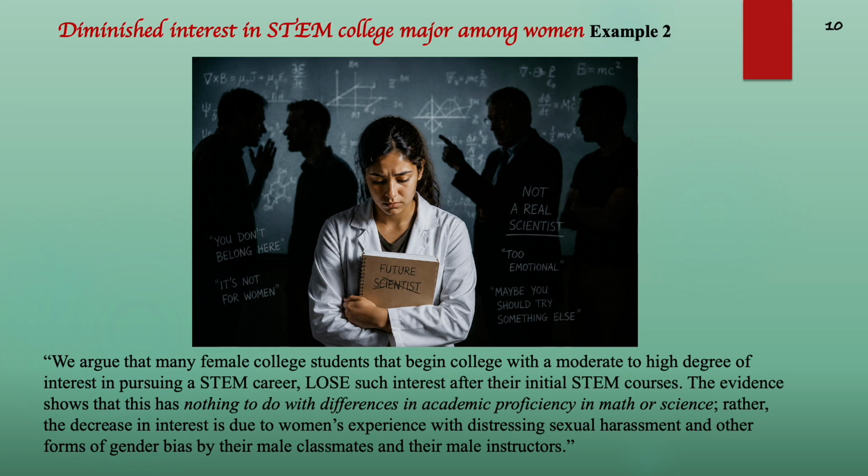Quote, we argue that many female college students that begin college with a moderate to high degree of interest in pursuing a STEM career lose such interest after their initial STEM courses. The evidence shows that this has nothing to do with differences in academic proficiency in math or science. Rather, the decrease in interest is due to women's experience with distressing sexual harassment and other forms of gender bias by their male classmates and by their male instructors. End quote. Again, why is this an argument?